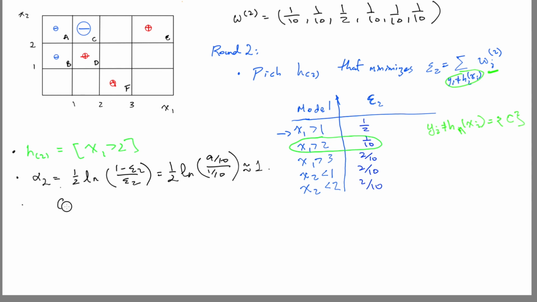And now I have my new model, C2, which is alpha 1 H1 plus alpha 2 H2, which is 0.8 times the model x1 bigger than 1 plus 1.1 times, sorry, this should be 1.1, my mistake. So this is 1.1 times x1 bigger than 2.